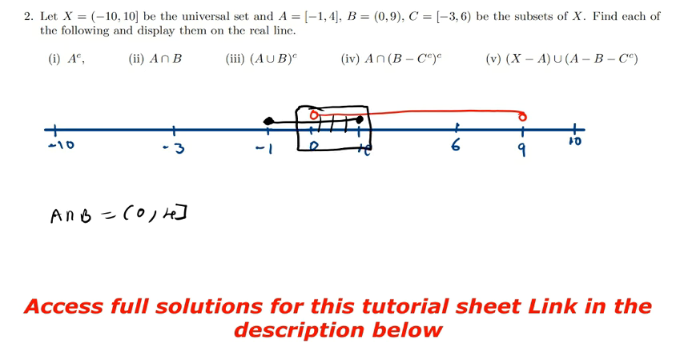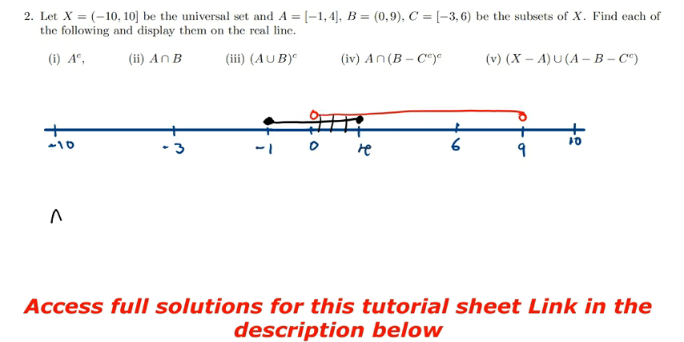Then answering it on the real line, you are just supposed to extract this part and present it, also including the universal set. So you're going to say negative 10, 0, 4 as well as 10. Then you present that part. Open at 0 and closed at 4. That is going to be your A intersection B.